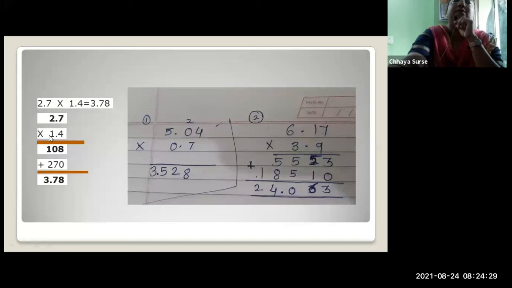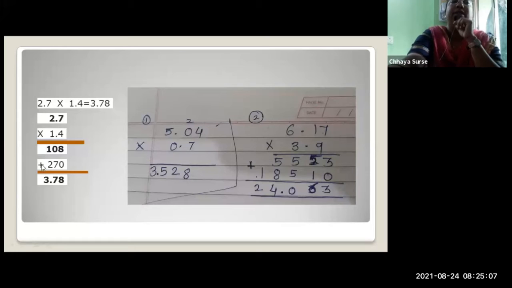Then start: 7 ones are 7, and 2 ones are 2. So the product of the 1 and 27, we are adding 108 and 270. 0 plus 7 is 7. 1 plus 2 is 3. So how many decimal places now? We are directly multiplying 27 by 14, so we have to count the decimal places in 2.7 and 1.4.